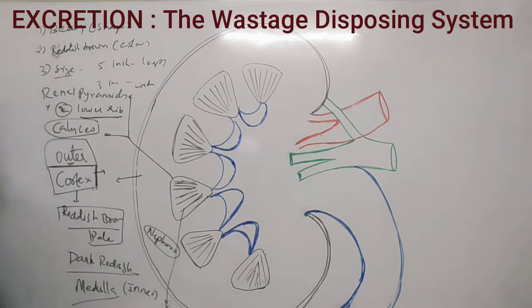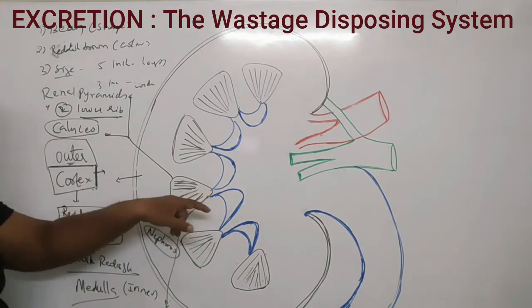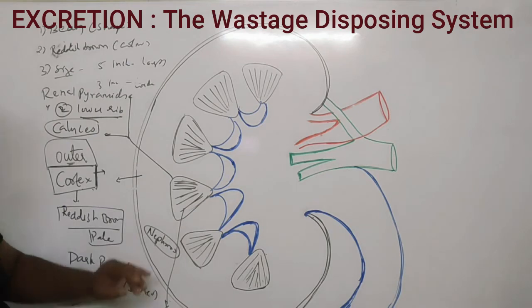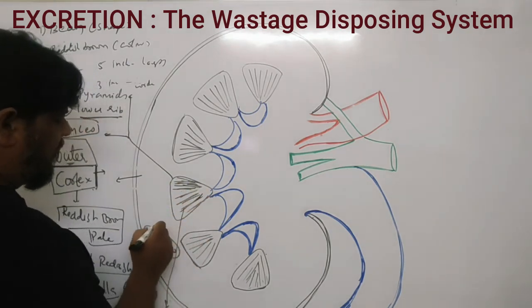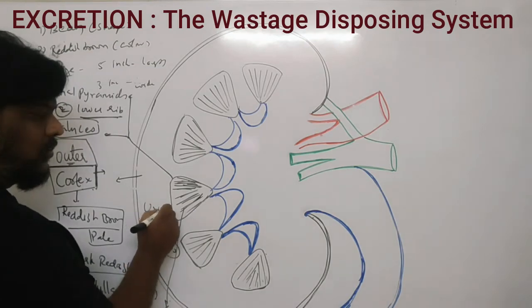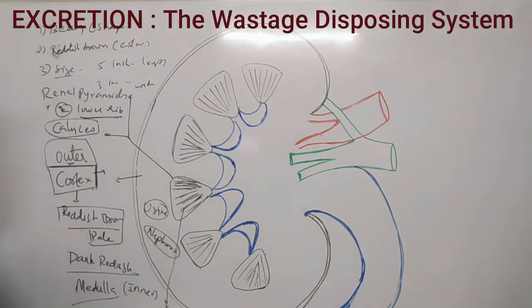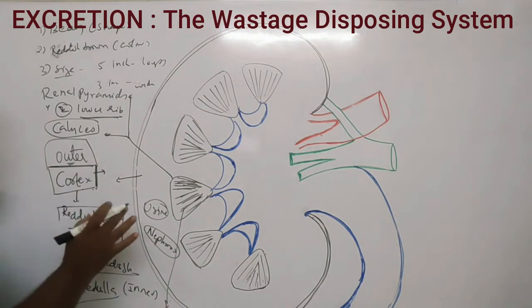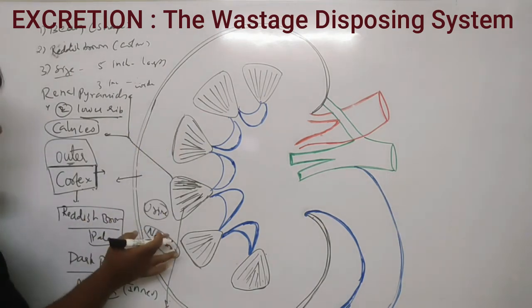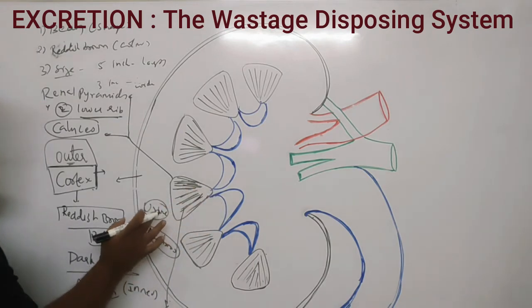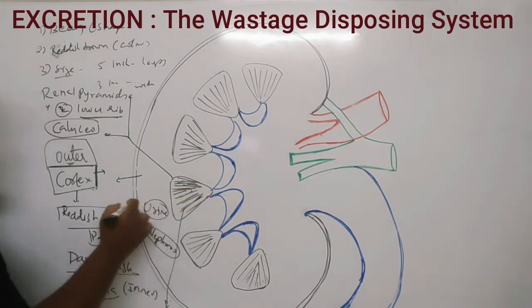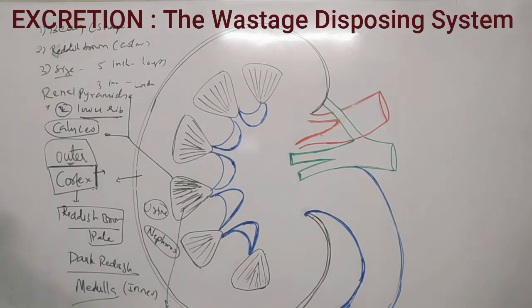Nephrons are the basic structural and functional units of the kidney, and they are the ones helping in the production of urine. So these nephrons in the renal pyramids help in the formation of urine. Keep this point in your mind. So we have seen the outer cortex, inner medulla, and calyces, that is renal pyramids, and also the nephrons. So we come to the end of the four parts.